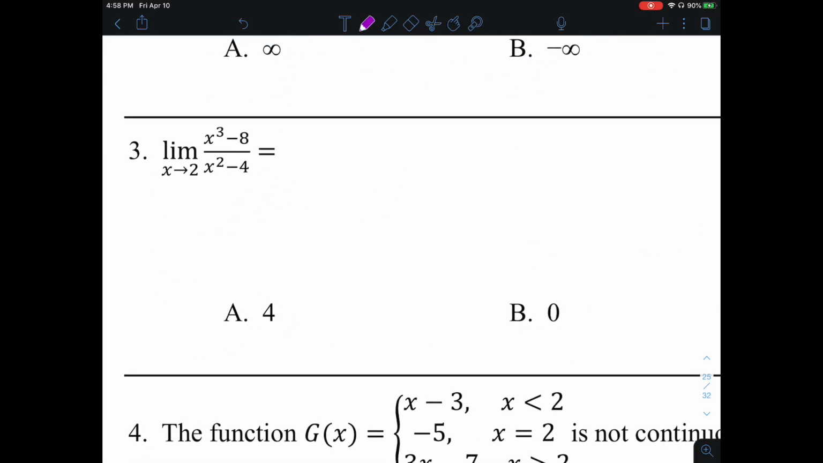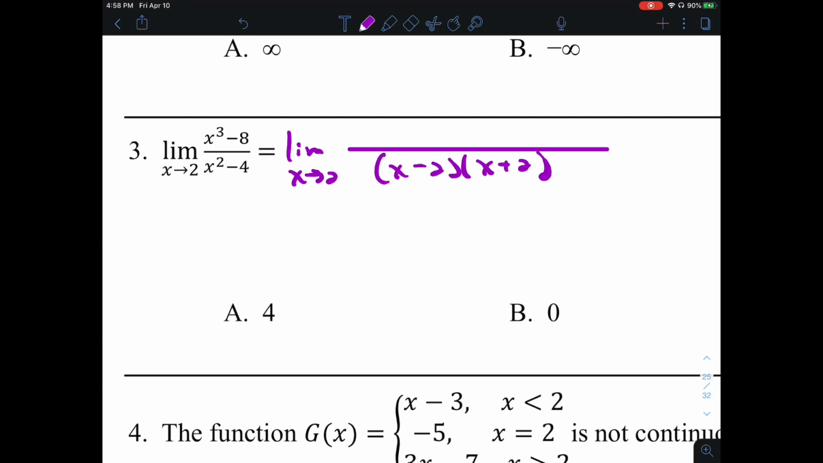Number 3, direct substitution is going to give us an undefined again. This denominator is the difference of two squares. The numerator is the difference of two cubes. Difference of two cubes, you take the cubed root of each of these and put that in the first binomial. So it's x minus 2. As far as signs go, you go same sign, opposite sign, always positive. X squared is this squared. 4 is the 2 squared. Multiply those together, you get this middle term.